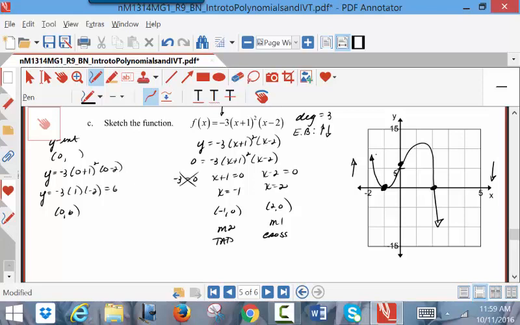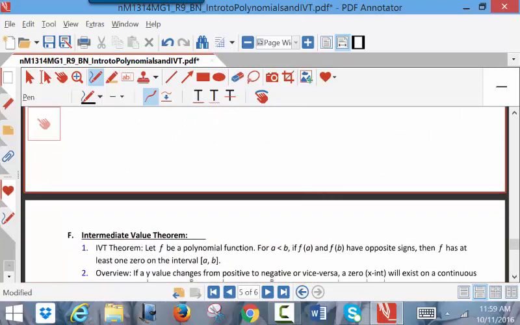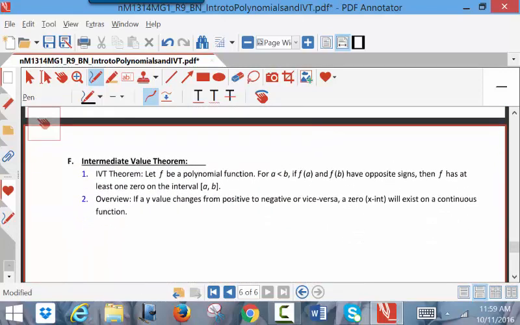Pretty nifty stuff. Okay, so the intermediate value theorem. This is pretty cool. Now when we get to the intermediate value theorem, that's a lot of words, and so they call it the IVT, the intermediate value theorem. So it's not uncommon at all to call this the IVT. And here's this huge explanation.